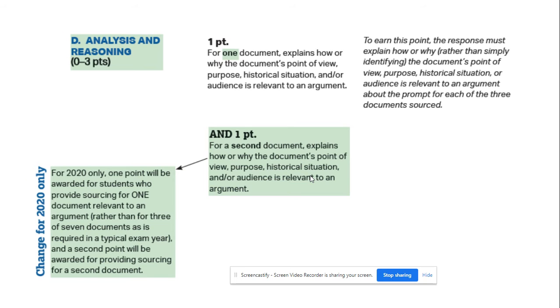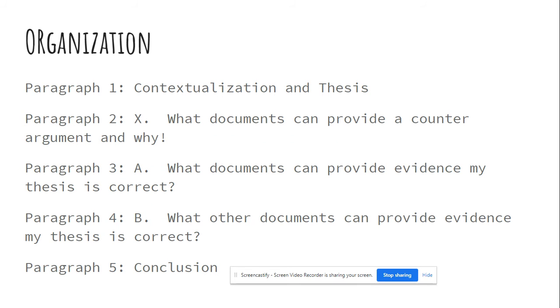Make sure that you're organizing your thoughts here. This is the same structure we've always used. A lot of people with their thesis, the thesis they posted, weren't really addressing documents directly. They were being very vague. So to ensure you're using all the documents, plan ahead, right?